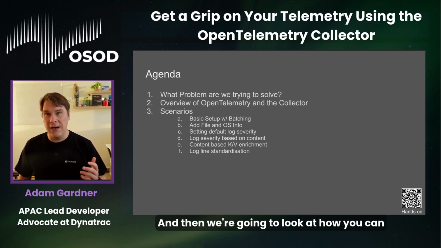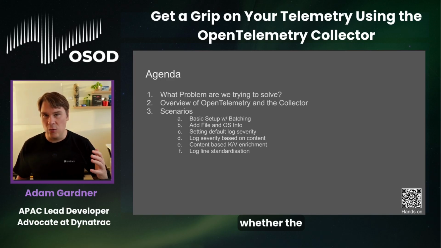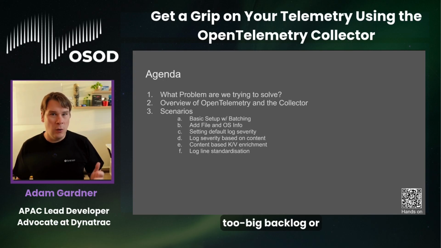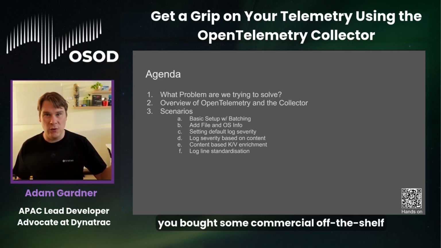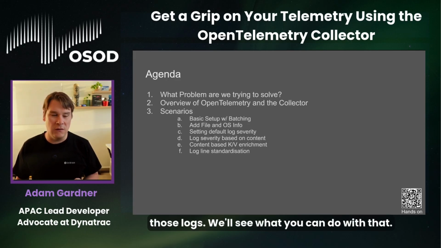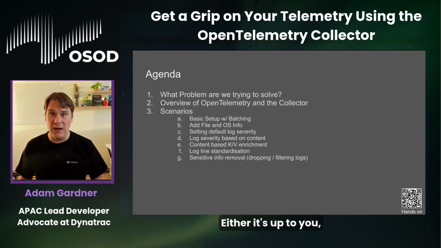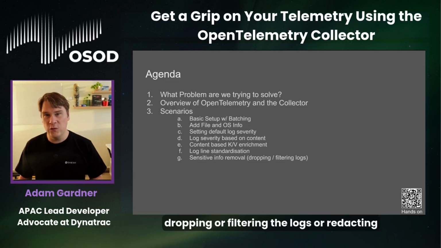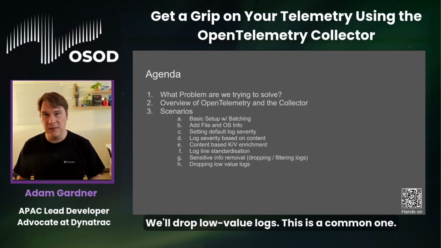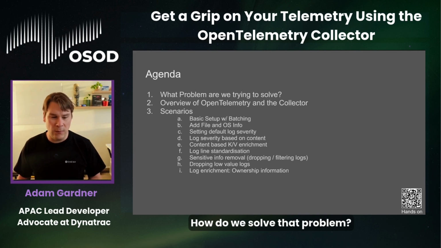And then we're going to look at how you can standardize your log lines, whether the developers have a too big backlog, or you've bought some commercial off-the-shelf tooling and you can't actually change those logs. We'll see what you can do with that. We'll have a look at some sensitive information removal. Either it's up to you, dropping or filtering the logs or redacting the logs. We'll drop low-value logs. This is a common one. We see debug logs in production. How do we solve that problem?